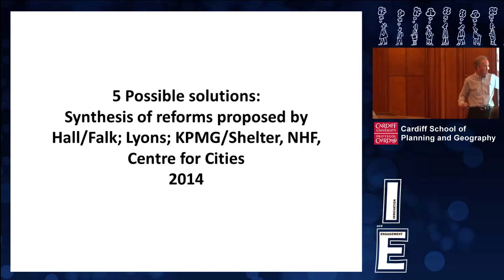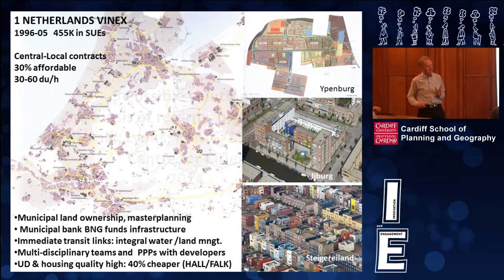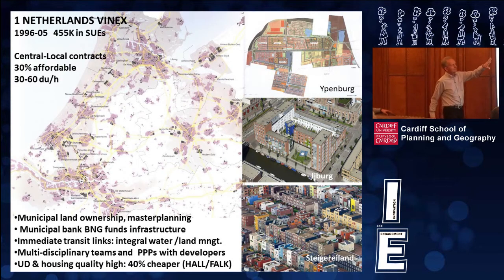This one's more on planning. This one is more on housing. But together, these make a very powerful set of things. So if you looked at the Falk and Hall book, as Neil's done, for example, for some of his stuff, you will see that they're recommending the kind of Swedish stroke, German stroke, Dutch approach. And I've chosen the Dutch example, Netherlands Vinex, because this is where we go on field trips when we're looking for big projects that are of good quality.